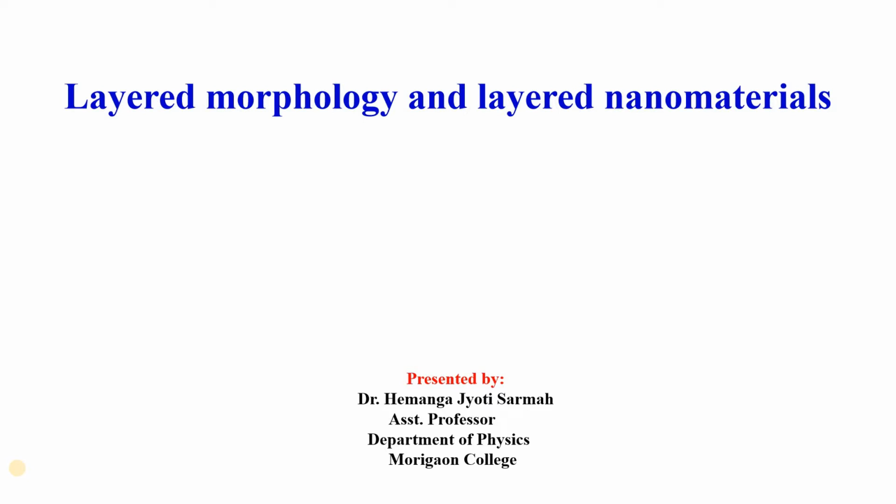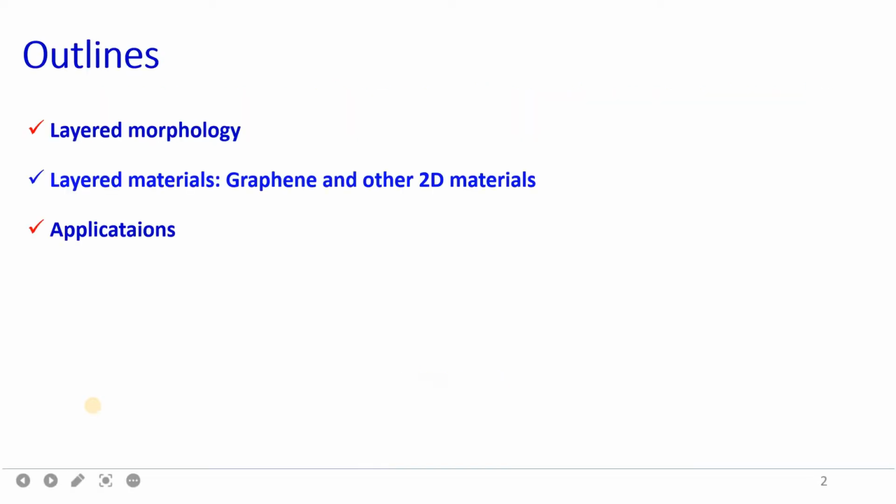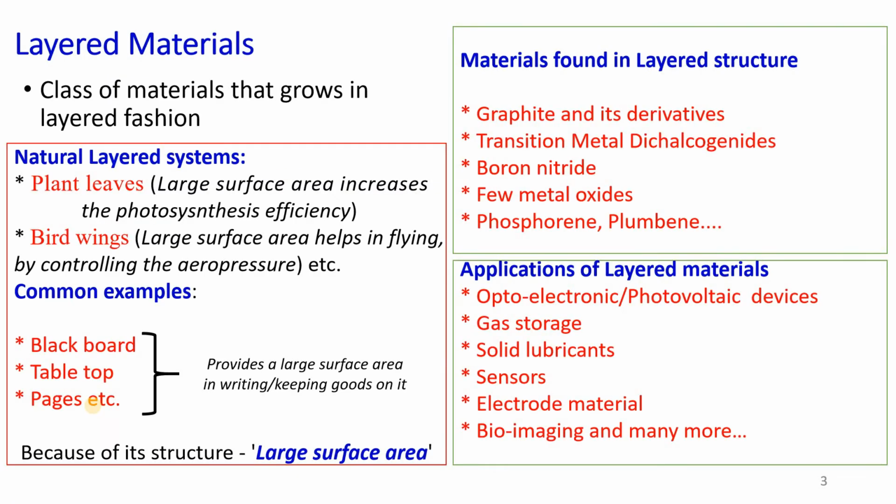In this talk, we are going to discuss the layered morphology and the layered nanomaterials. The main outlines are layered morphology, layered materials like graphite and other 2D materials, and applications. Layered materials are a class of materials that grow in a layered fashion.